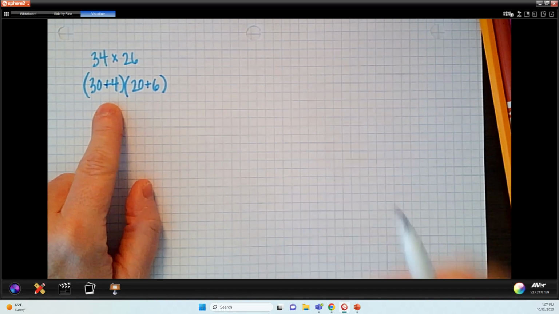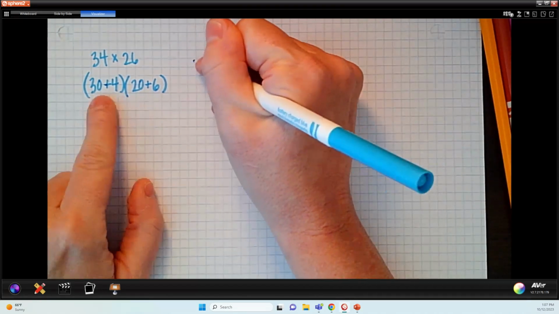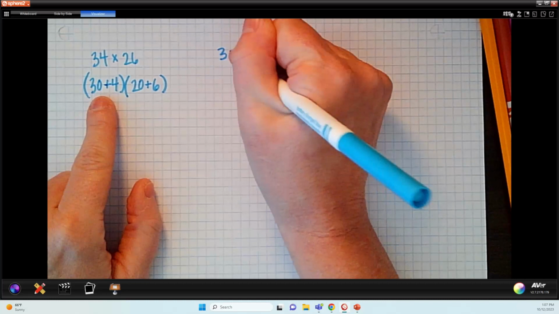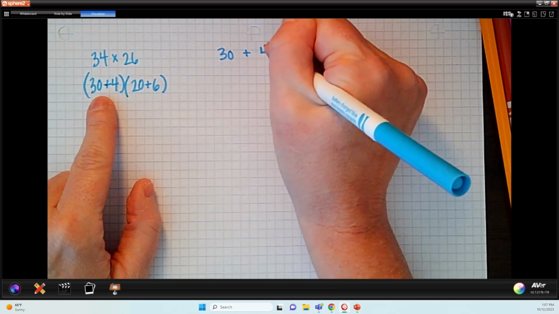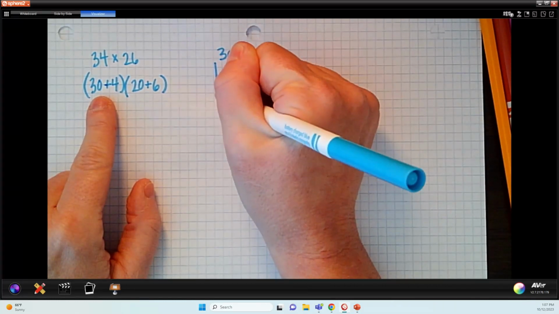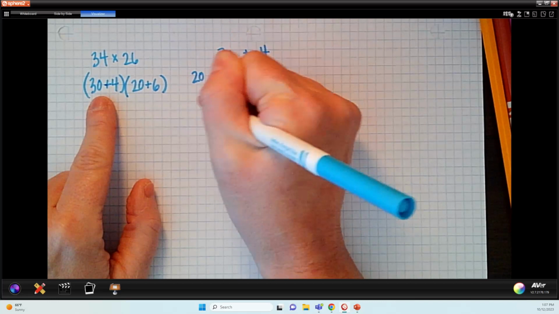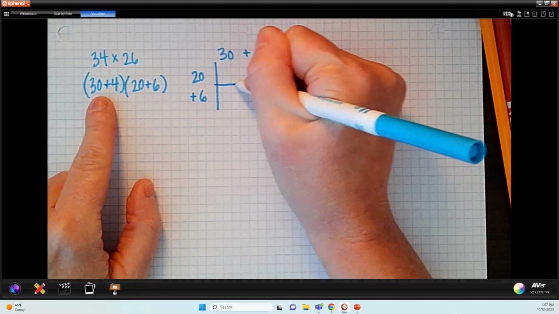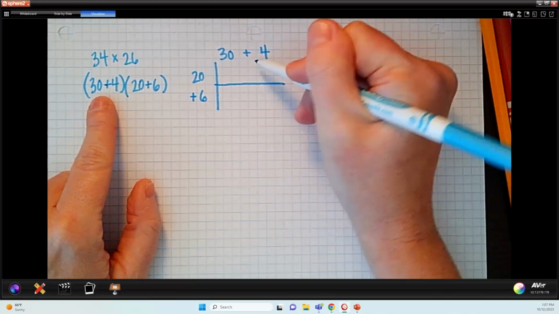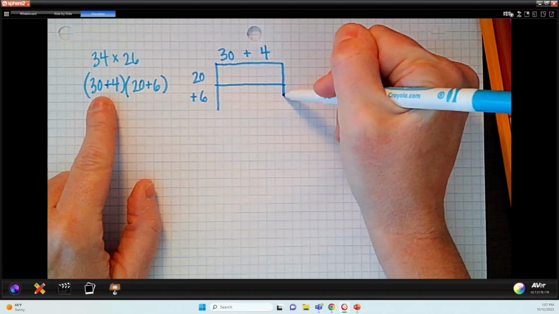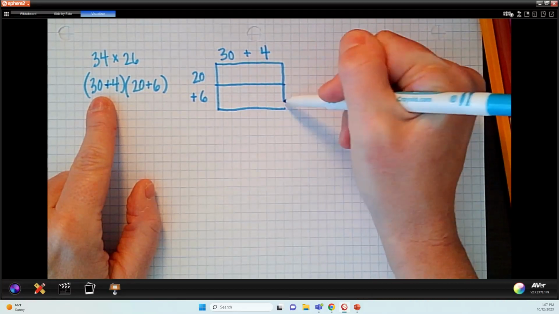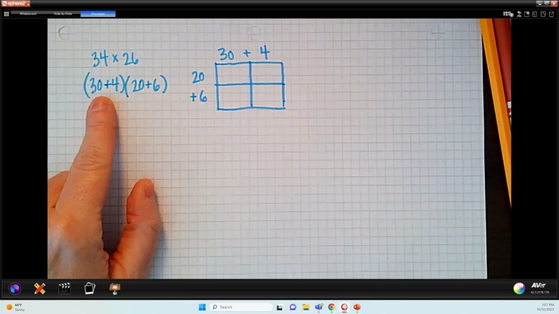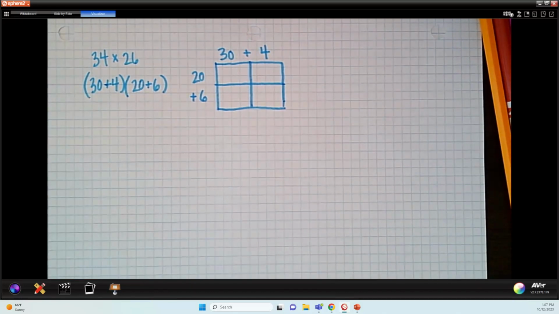Exact same thing. So your teacher would have had you maybe write 30 plus 4 at the top, and along the side they may have had you write 20 plus 6. Now I'm going to put the plus in front of the 6, and we'll see why in just a minute, because when you start working with negative numbers it can be a little tricky. All right, so there are many strategies that you can use to multiply polynomials. I find this one the easiest.